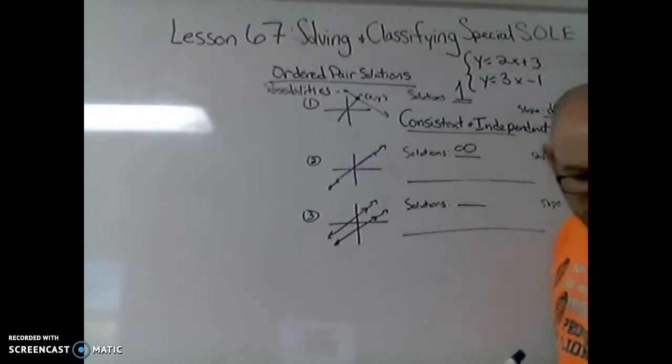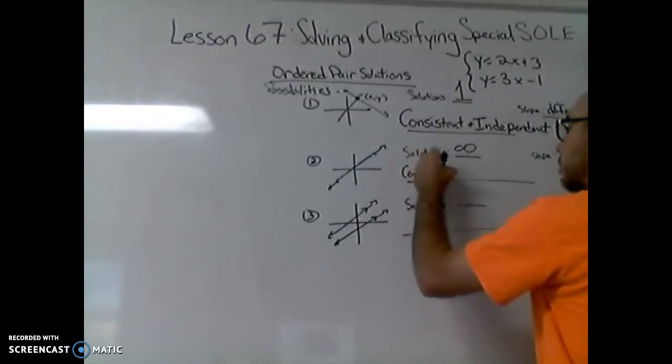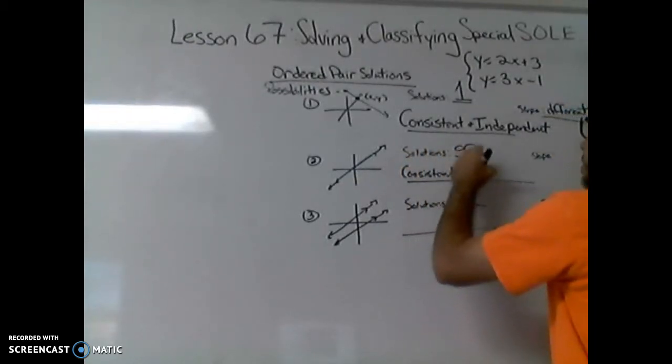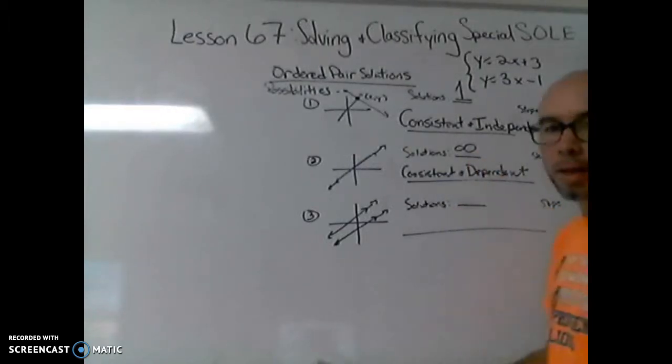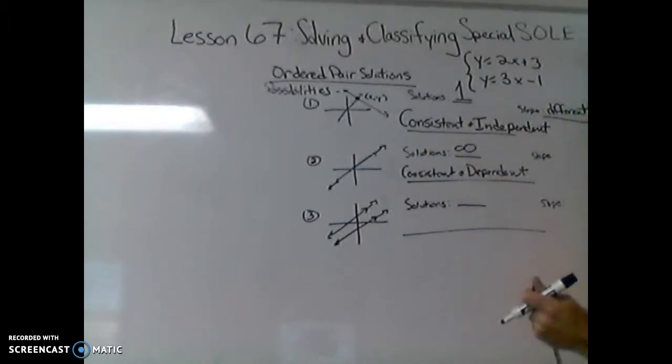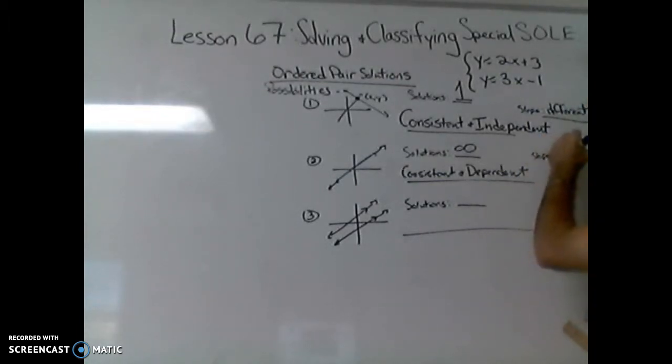And this is called being consistent and dependent. Dependent in the sense that they are the exact same thing, and consistent in that you do get answers. Okay? You do get answers. Slope of these has to be the same. So that's one thing to look out for. If the slopes are the same, it might be case number 2.